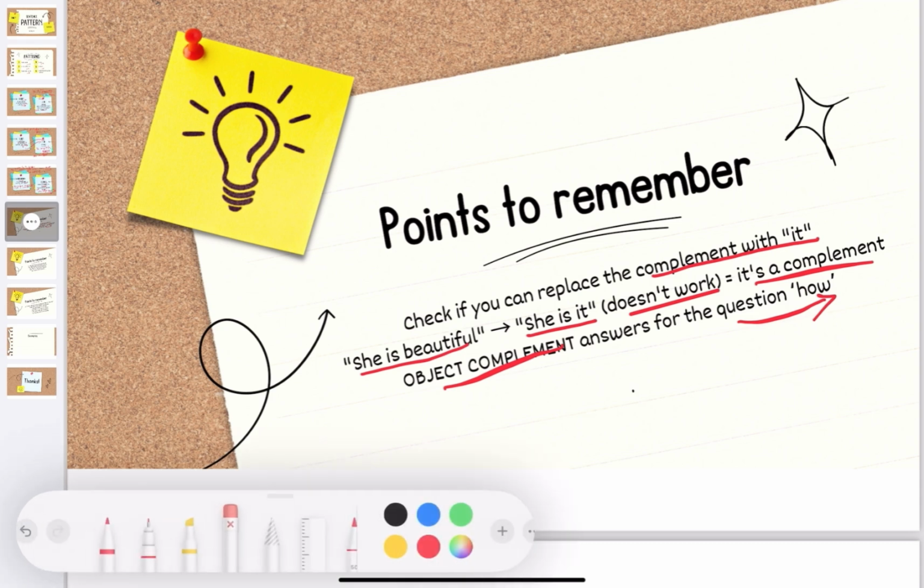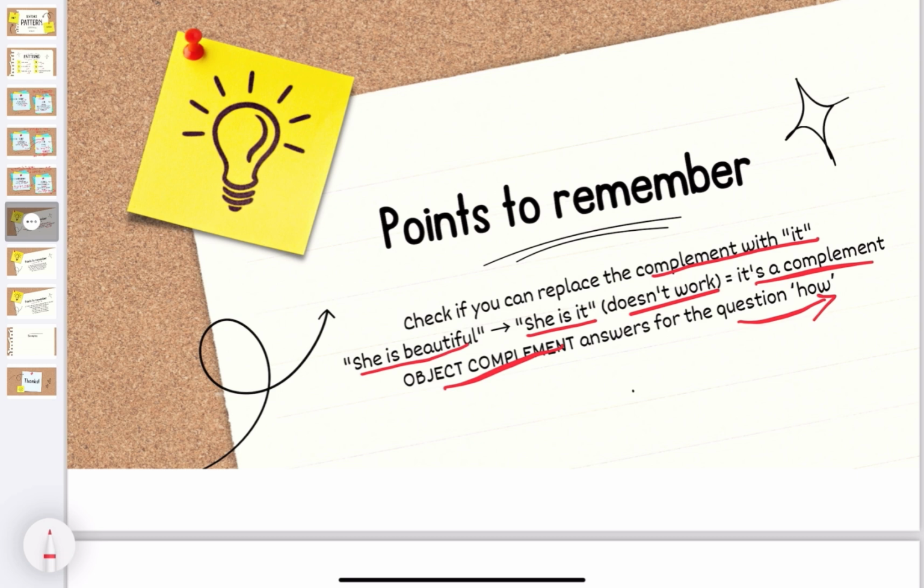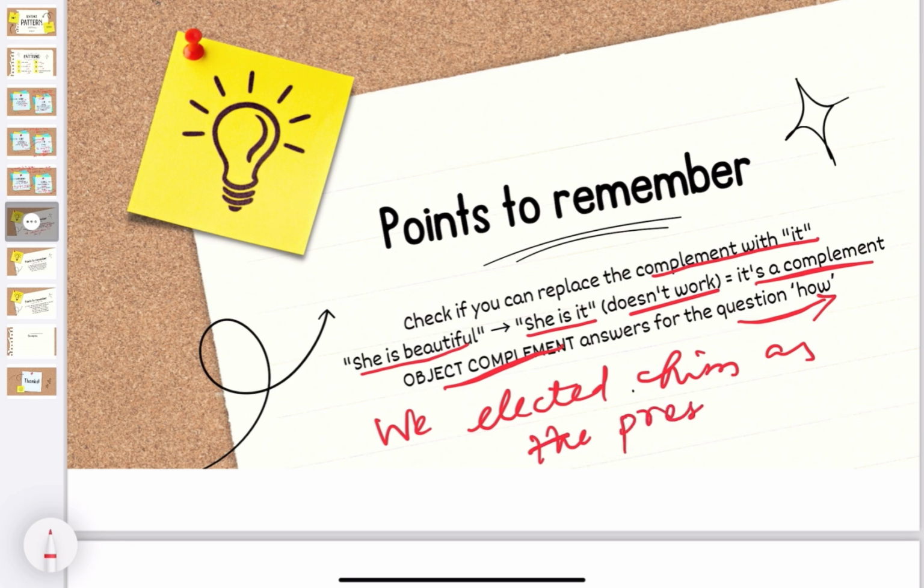We elected him as the president. So here, we elected him as the president is SVOC, him as the president. You get it, the meaning of complement. For example, object complement answers the question how.